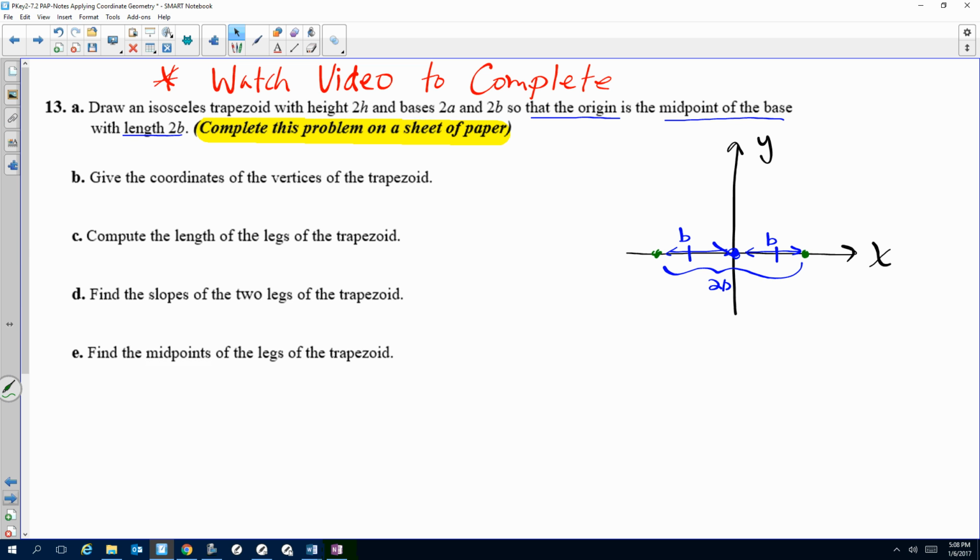So with that being one of our bases, we want it to be an isosceles trapezoid. So the two legs have to be the same. Let me fix the second leg here.